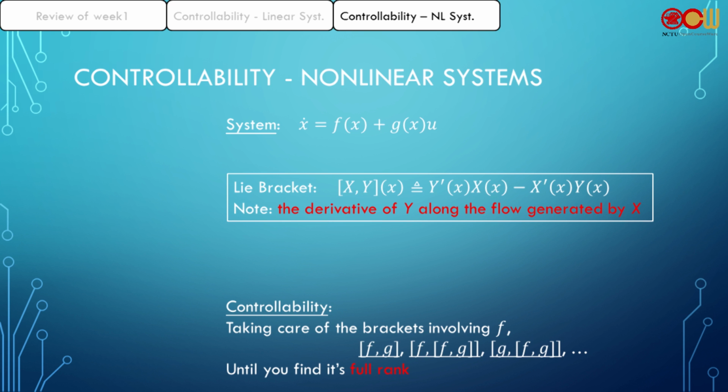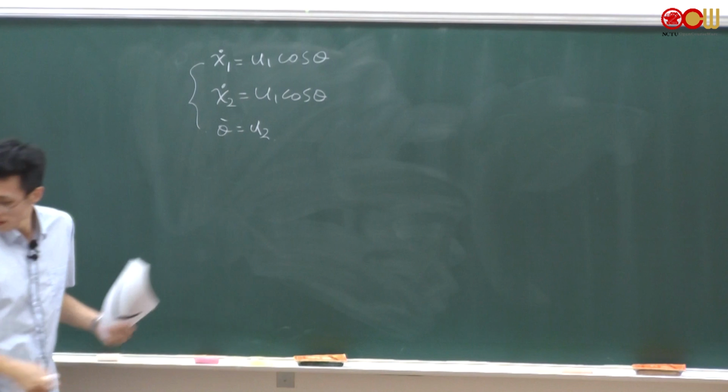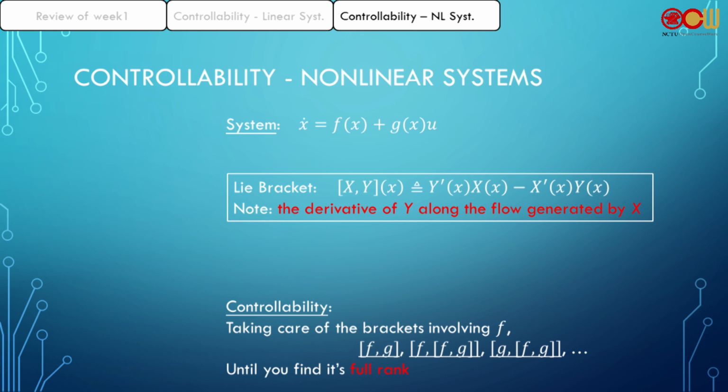For example, the controllability for the nonlinear system takes care of all the brackets involving f or g. Here is one Lie bracket. Here is another one, in which there is another Lie bracket. This will give you column vectors, and you check if the combination of these column vectors will be full rank. This is a bit like B, AB, A squared B, and you check if this matrix is full rank. This example is exactly the same.